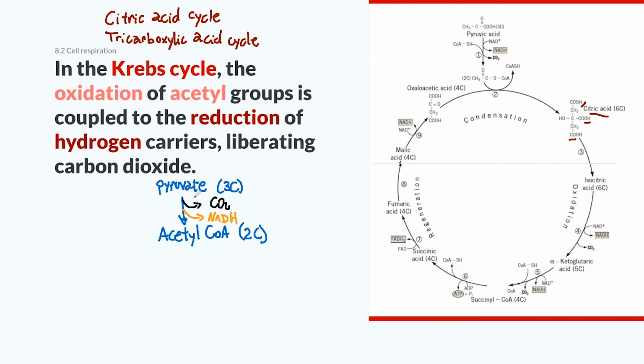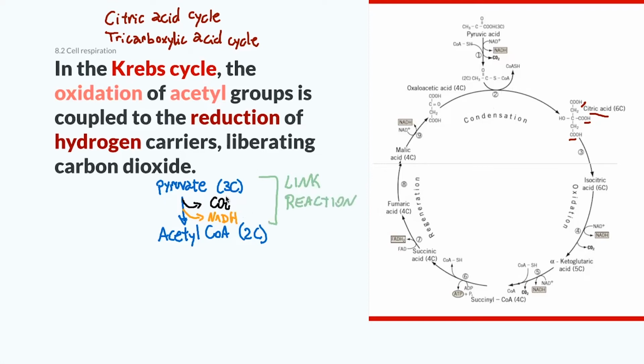So pyruvate will be decarboxylated. It means it will lose a carbon here, it will lose a CO2, and it will be oxidized. It is going to lose the hydrogen and the electron. So the pyruvate will lose the electrons. That means we make 1 NADH. But this is the link reaction.